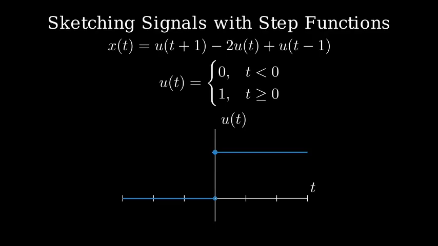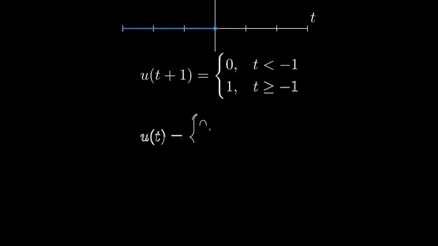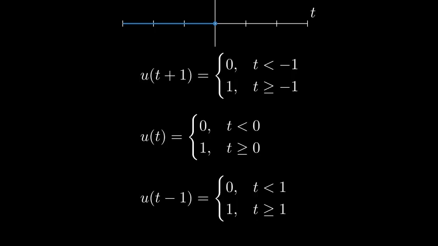Now, let's understand the shifted versions of the unit step function in our equation. First, we have u of t plus 1. This is the unit step function, shifted 1 unit to the left. So u of t plus 1 equals 0 for t less than negative 1, and 1 for t greater than or equal to negative 1.